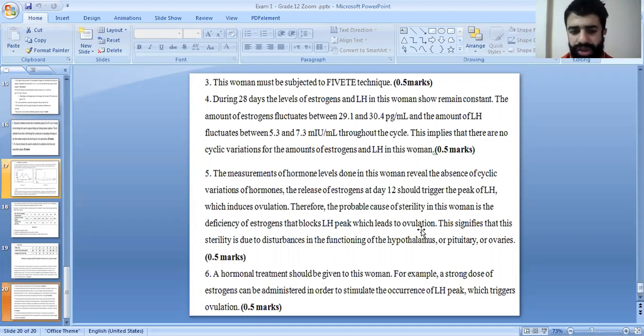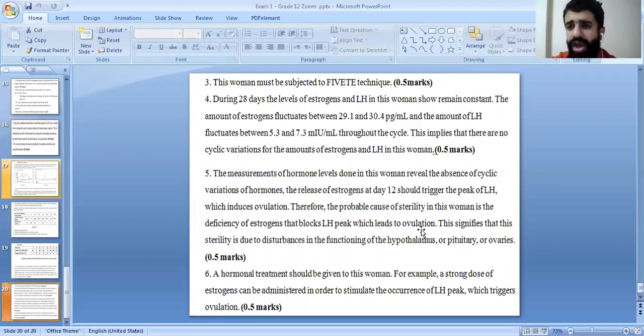So what is the treatment? The treatment is giving a strong dose of estrogen that will lead to the peak of LH, that will lead to the appearance of ovulation, and this will solve the problem of sterility in this female. So the problem in this female is due to an abnormality at the level of the hypothalamus pituitary axis, or at the level of the ovaries. So the treatment should be doses of estrogen. These doses of estrogen will induce the peak of LH, that will lead to ovulation, and this will work normally. So the problem for this female is only a disturbance at the level of the hypothalamus pituitary axis.